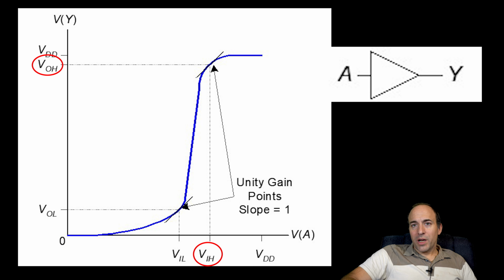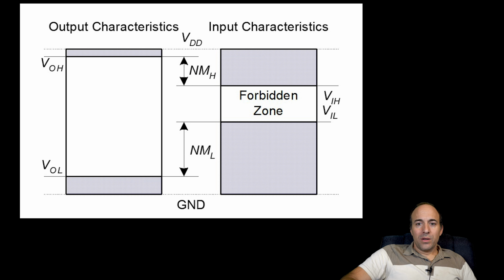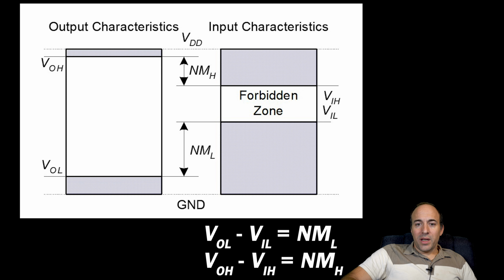Generally, VIL is much higher than VOL, and VIH is much lower than VOH. The difference between VIL and VOL is the lower noise margin, or NML, noise margin low. While the difference between VOH and VIH is the upper noise margin, or NMH, noise margin high.